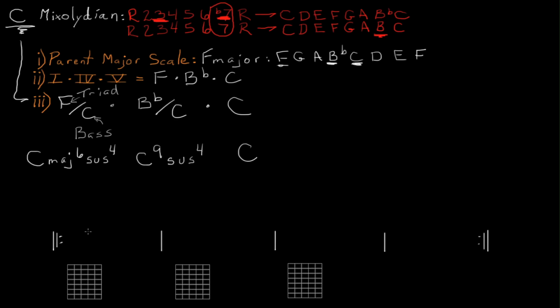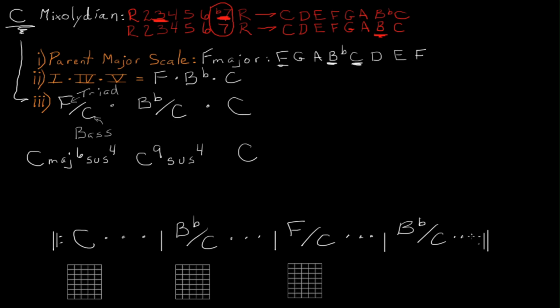So I'm going to start off with C, and we're going to play that for one measure, and then B flat with C in the bass, one measure, F with C in the bass, and then back to B flat with C in the bass. And here's what the chords are going to look like.